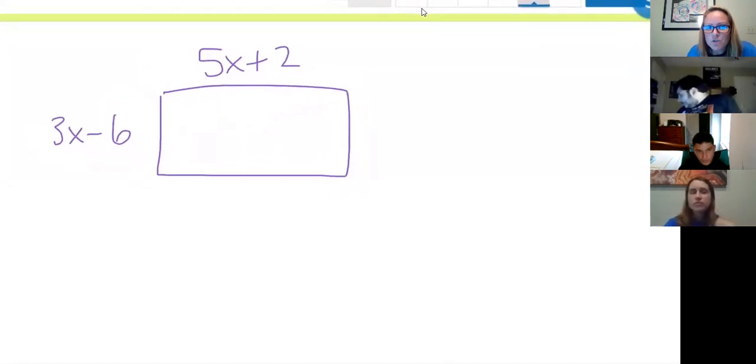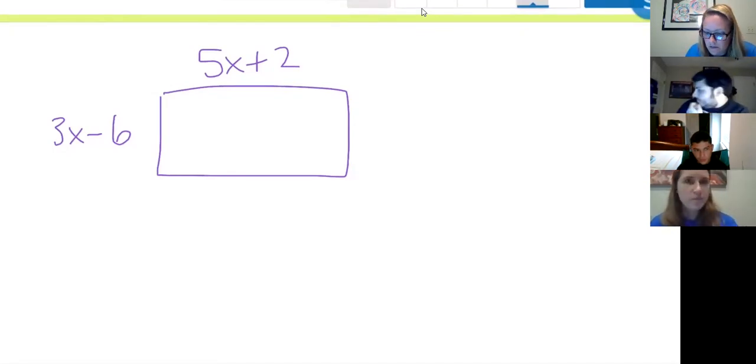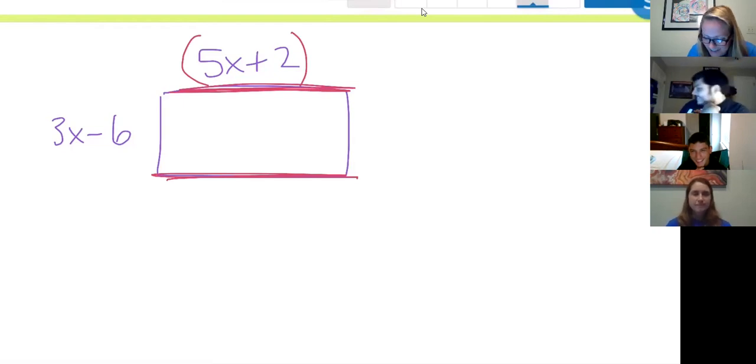Renee, did you want to do the circles, boxes, and triangles, or do you want to do the distributive property on this one? I said the distributive property. Okay. So you know that the top is the same as the bottom, right? So how many times will I use 5x plus 2? Twice. That's exactly right, twice, because you have a top and a bottom.